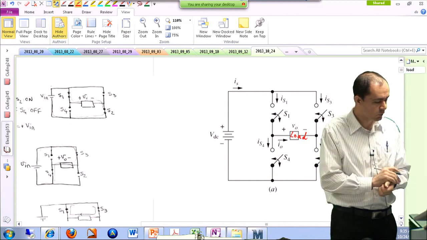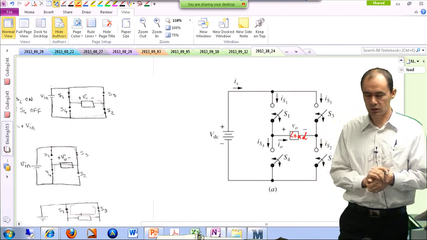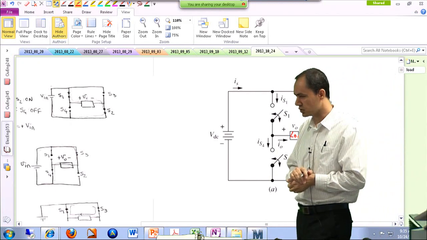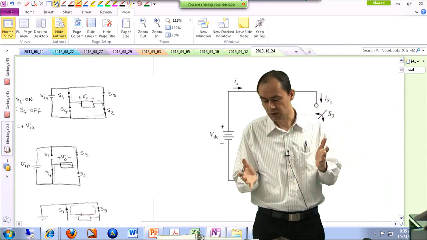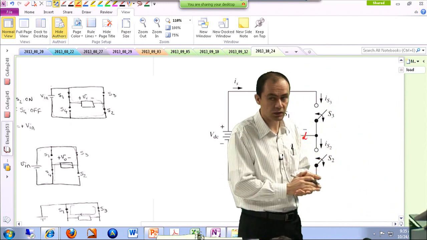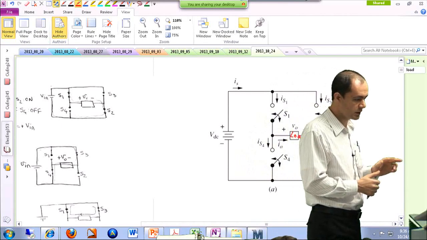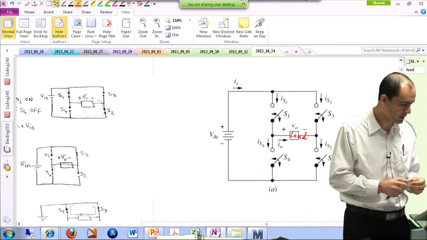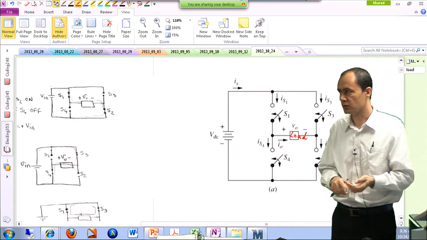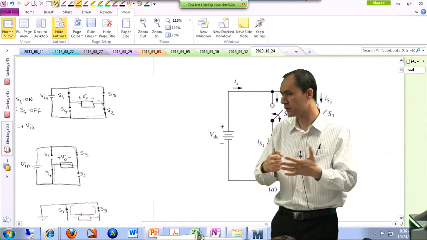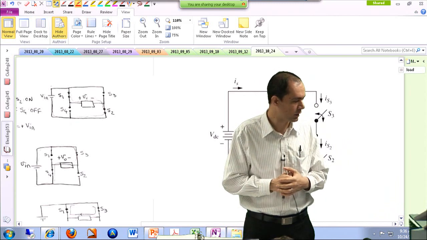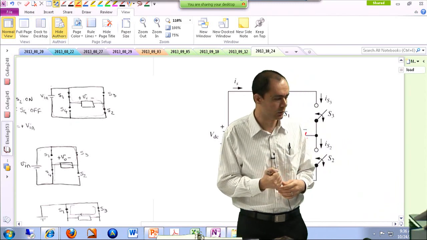So as you can see, we have 4 switches, and later on we are going to talk about the realization of these switches. Are these switches really diodes or switches? What exactly are they? We are going to talk about them later. But each switch has 2 possible states, on or off. So we have 4 switches, so we have 2 to the power of 4 possibilities over here. Some of them are not really viable possibilities.